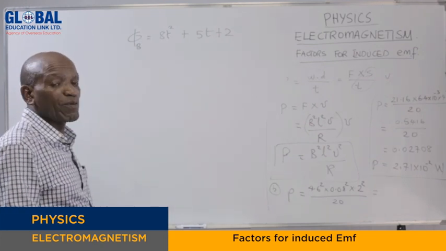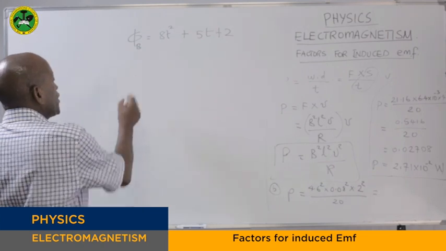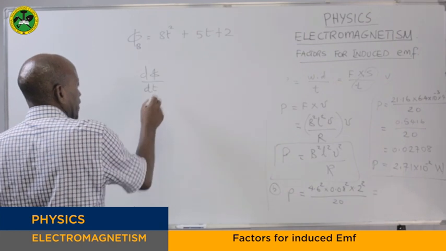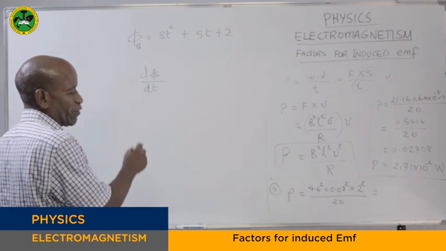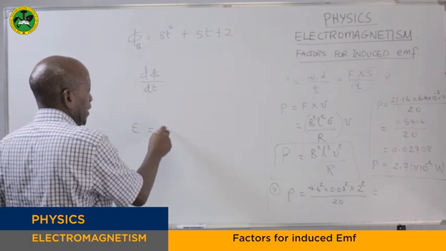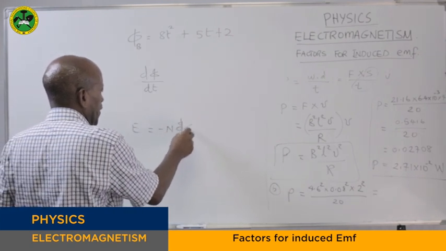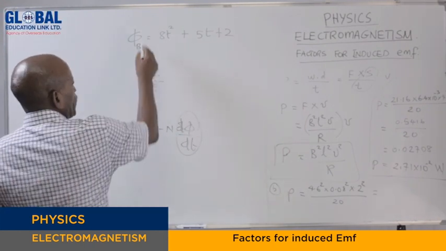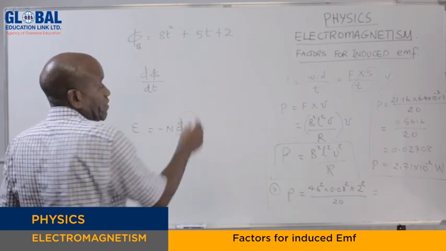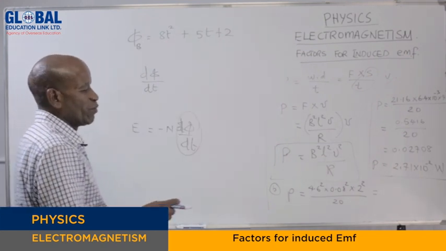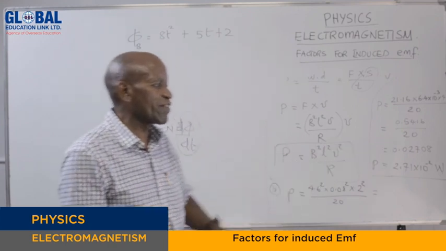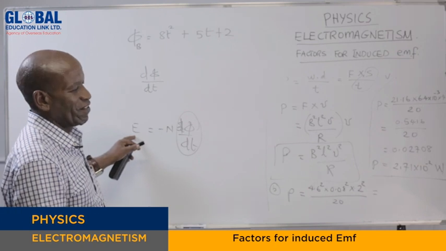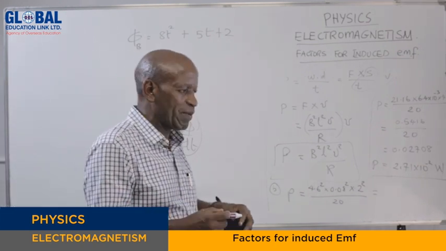From Faraday's law, you need to know the rate of change of the magnetic flux. I hope you remember Faraday's law, which says that E is equal to minus N d phi by dt. You can determine this by differentiating with respect to t, where t is the time. Finally, substitute t equal to 3 seconds to obtain the induced EMF E. That is very straightforward. I hope, my dear students, you can do it.